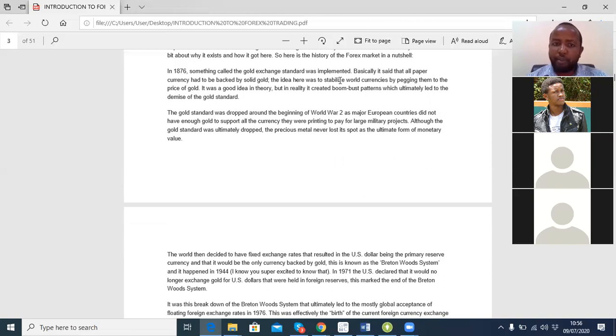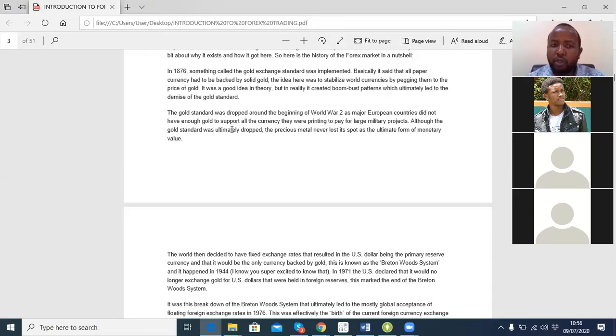It was good in theory, but in reality, it created boom and bust patterns, which ultimately led to the demise, or the end, of the gold standard. Why? Because gold was dropped around the beginning of World War II as major European countries did not have enough gold. Now the problem was that the supply of gold is very, very low. It's always scarce. It's very, very hard to come across gold, and that's why it always maintains its intrinsic value.